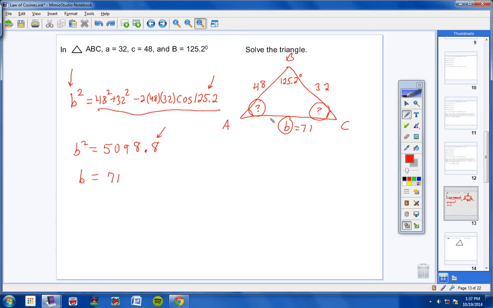So now that we have a pair, and here's our pair right here, we're going to use the law of sines. The law of sines is much easier to use, okay? So here we go. 71 over the sine of 125.2 equals, now we're looking for the sine of A, angle A, so 32 over the sine of A, all right?